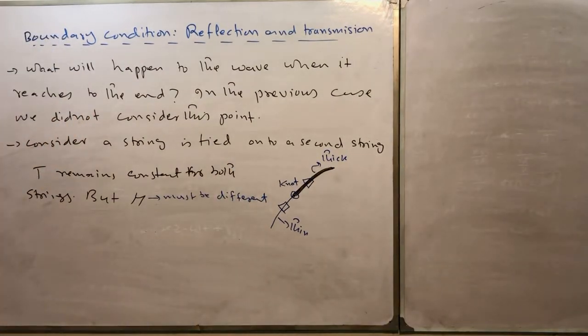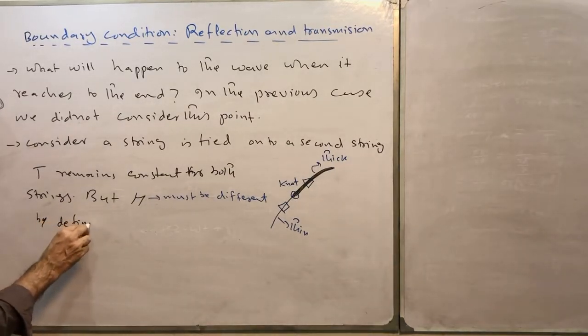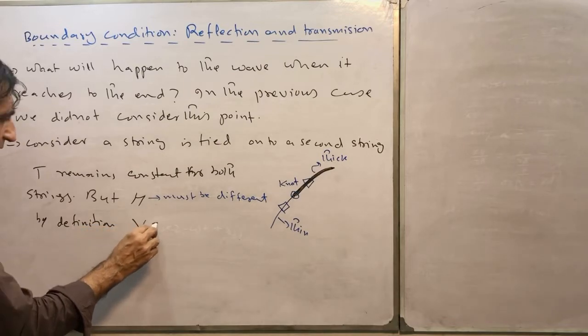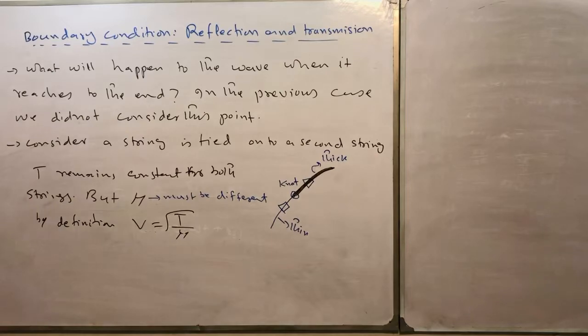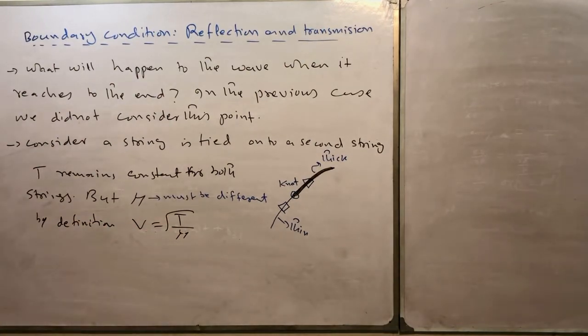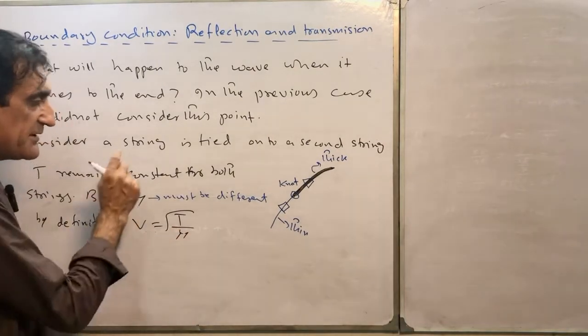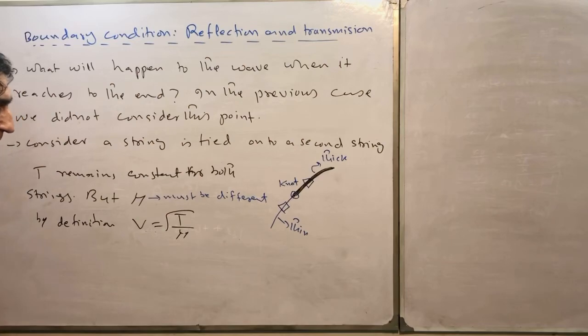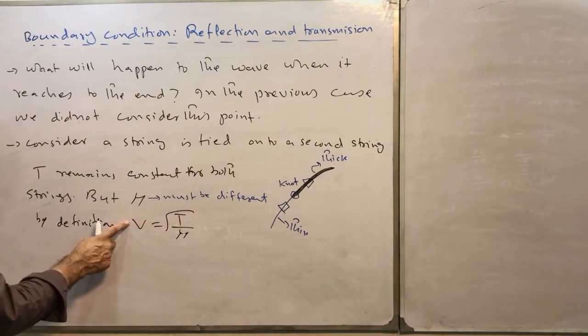If mu is different, then by definition v, the velocity of the wave, is equal to the square root of T divided by mu. If mu is different, then v must be different. If this increases, this will decrease, and vice versa.